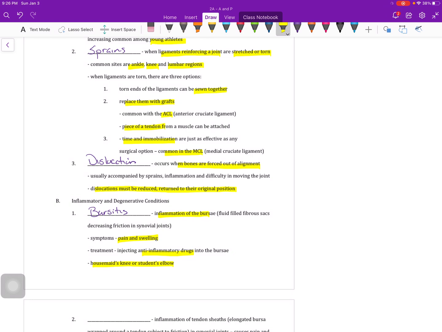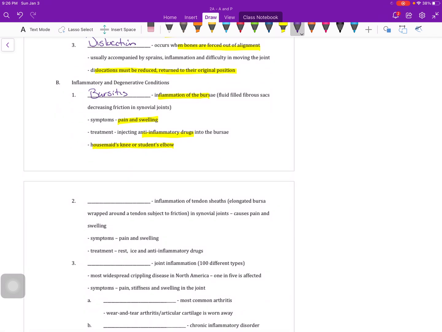Next one up is tendonitis. Inflammation of the tendon. Inflammation of the tendon sheaths. Causes pain and swelling. You're going to find this in your synovial joints. Treatment, rest, ice, and again, anti-inflammatory drugs. You're going to see a lot of these treatments would be anti-inflammatory drugs. The next one, very common, arthritis, inflammation of the joint.